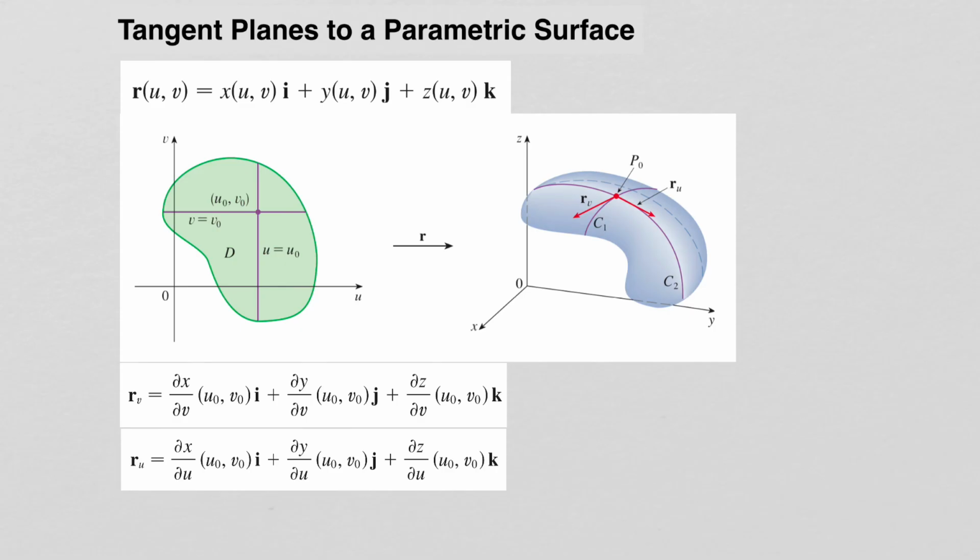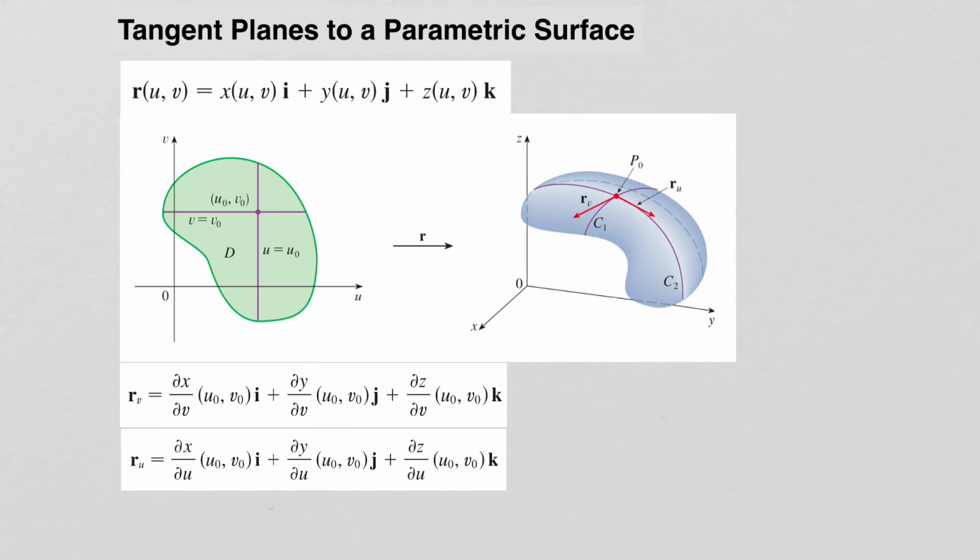If we hold v constant, now u is free to vary. There's lots of tangent lines along that grid line. We want the tangent line at the point P naught. So the tangent line, we're going to call that RU. And it is found the same way, taking the partial derivatives of x, y, and z with respect to u, plugging in the point, and then multiplying by their component vectors.